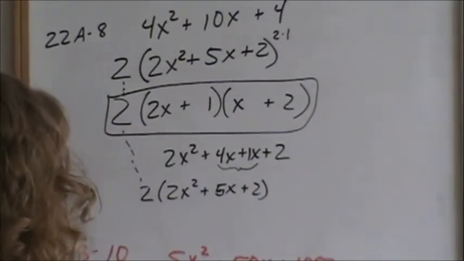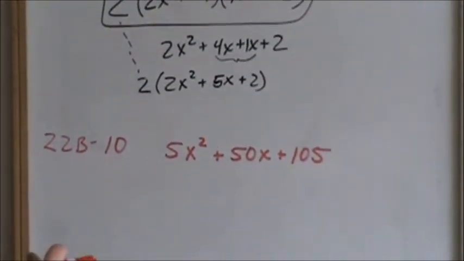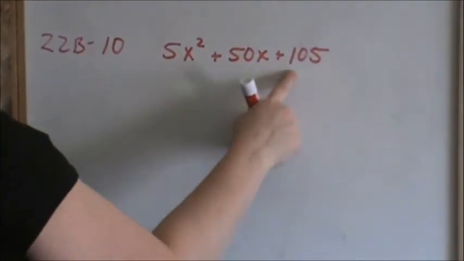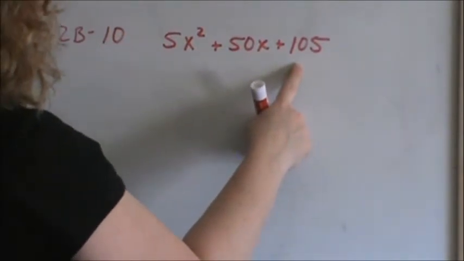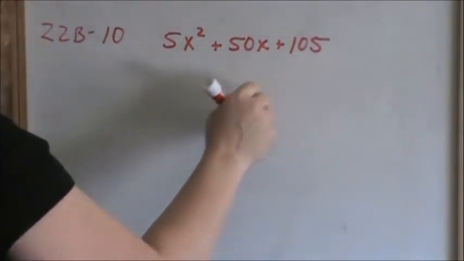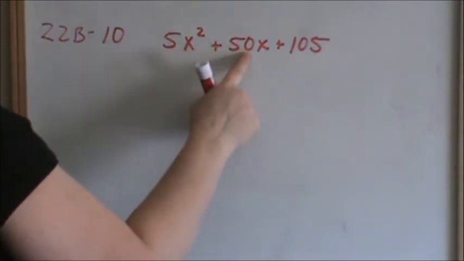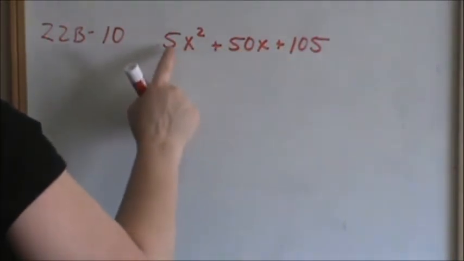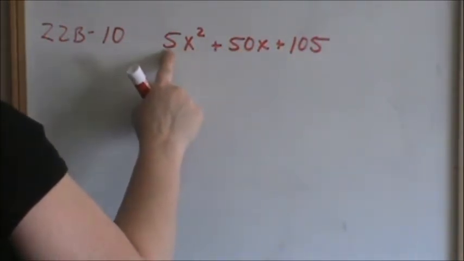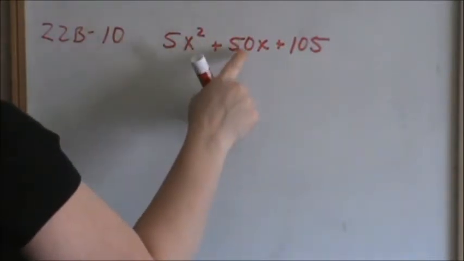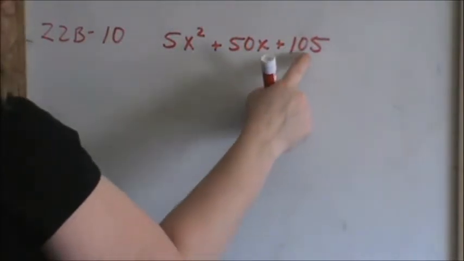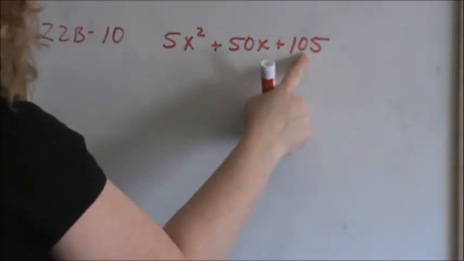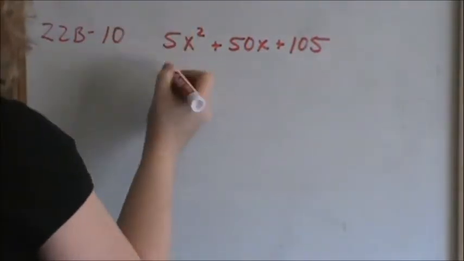Okay, going down to 22b10. Again, anytime you're factoring trinomials, always look to see, can you factor something out first? You want to factor out the largest number possible. So looking at 5, 50, 105, the largest thing I can factor out is a 5. So then I see, okay, can I factor a 5 out of there? Does 50 divide by 5 evenly? Yes. Does 105 divide by 5 evenly? Yes. So that means I can factor out a 5.